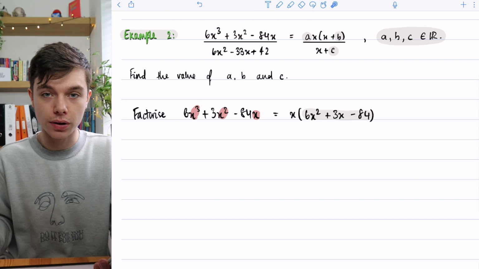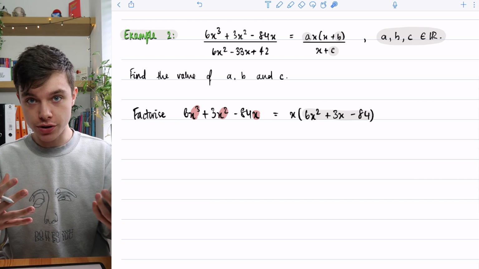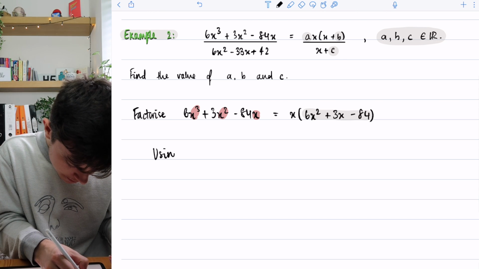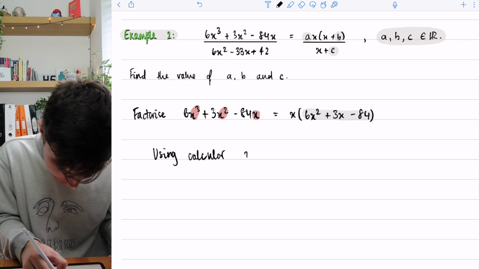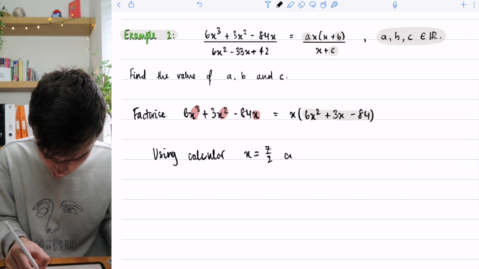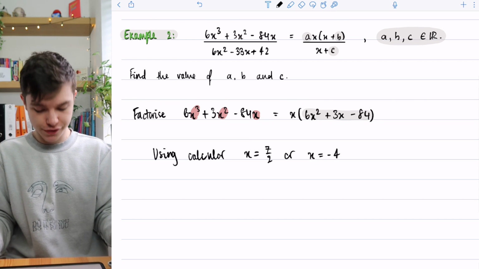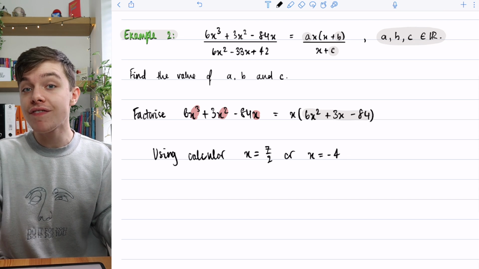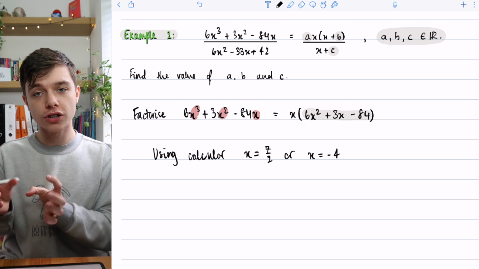When I press equals, I get basically two solutions to the quadratic. So I'm going to write here, using calculator, I get two solutions. I get x is equal to 7 over 2, or, pressing the down button, x is equal to minus 4. So that's what the calculator tells me. So how is that useful for factorising? Well, it's really useful actually because I've got two solutions.